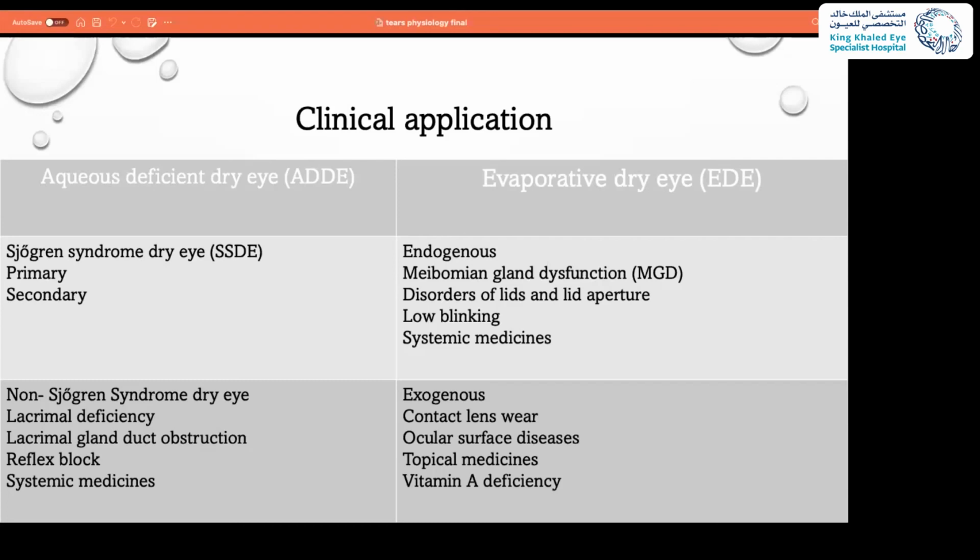Try to remember this table in approaching your patient. So you will work up the patient by history and examination, looking for the reason. It's really important to know the reasons for dry eye by history and examination. Then you approach the patient accordingly.